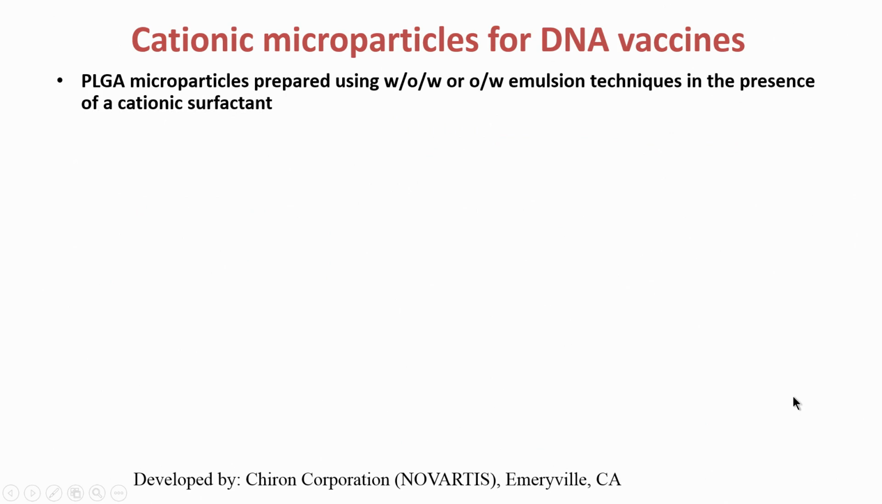So again, we have already talked about the PINC system and the cationic microparticles for normal gene therapy, and in this case we are also going to look at them for DNA vaccines. PLG particles are again used for this. You can make PLG particles either by double emulsion or by single emulsion, oil and water. And you can add some cationic surfactant. What will that do?